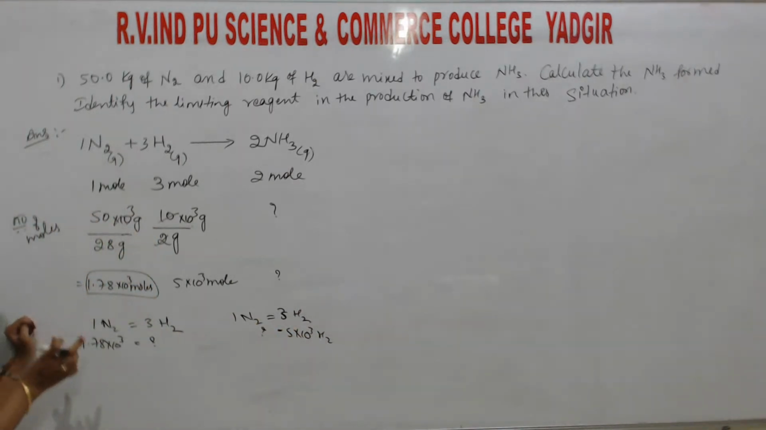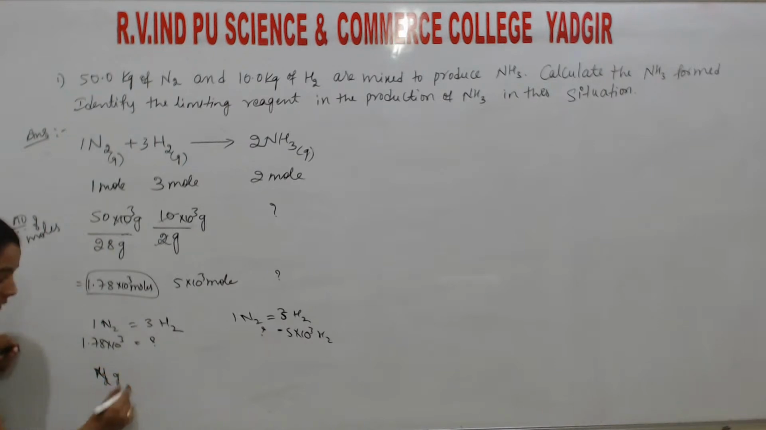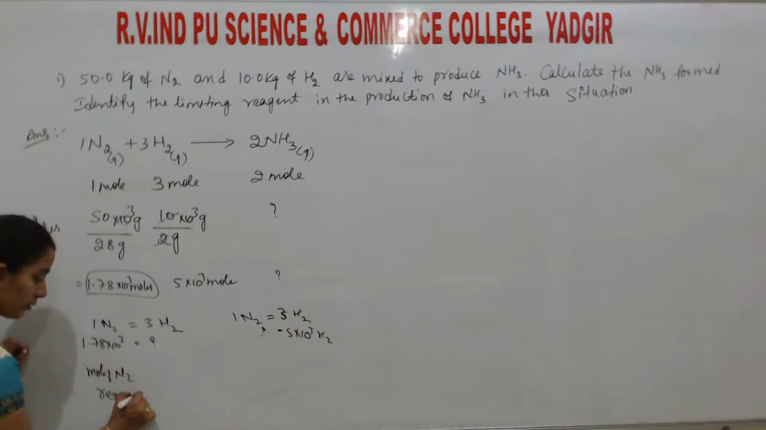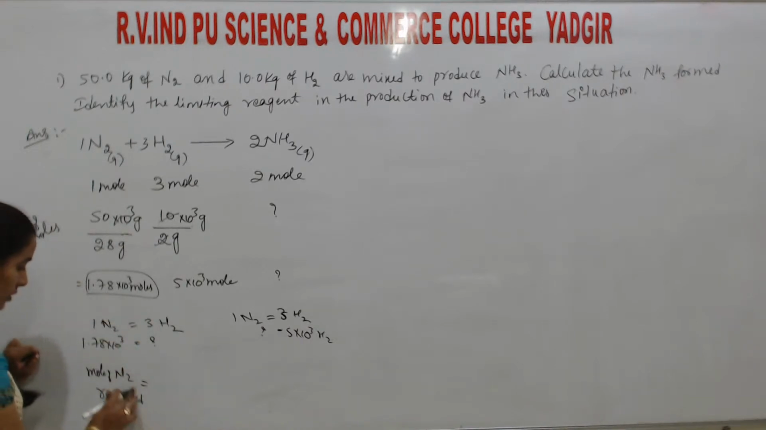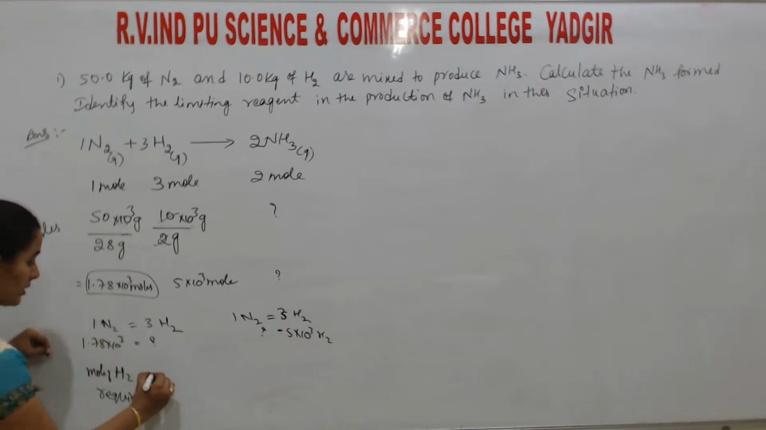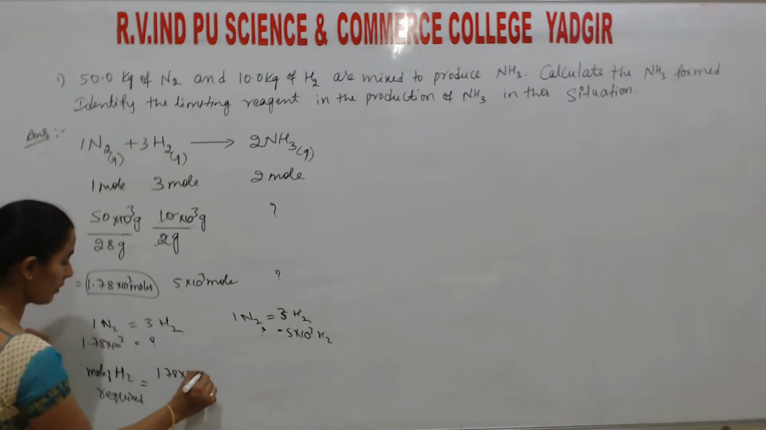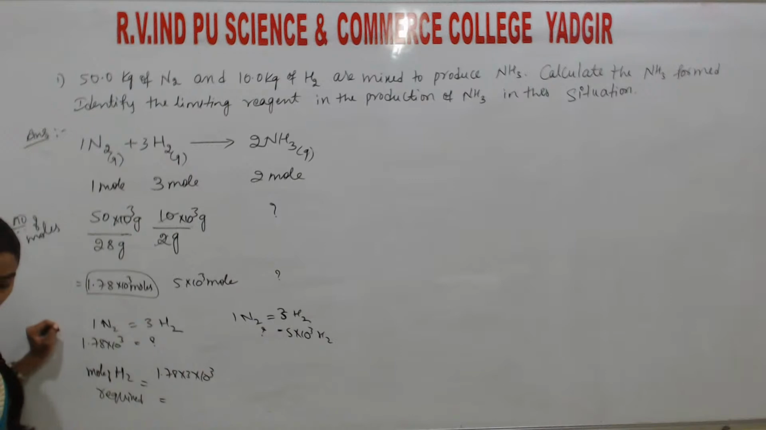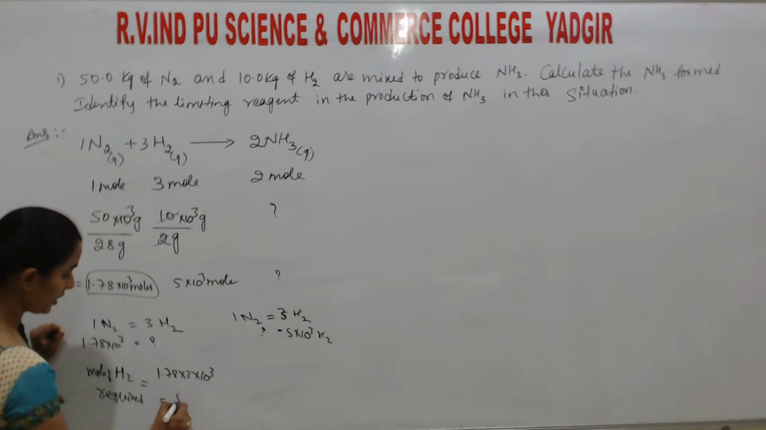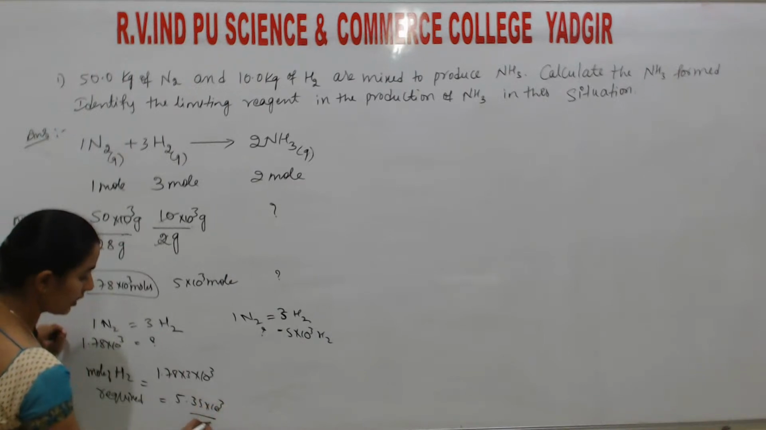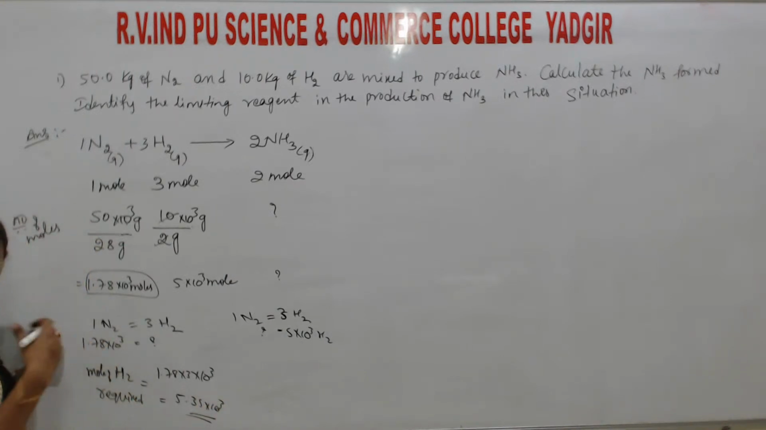You can easily calculate both H2 and N2. Okay, then you will get X gram or N2 gram into moles. Moles of H2 required, not N2, is 1.78 into 3 into 10 power 3. 1.78 into 3 means that is 5.35 into 10 power 3. This is the number of moles of H2 required.